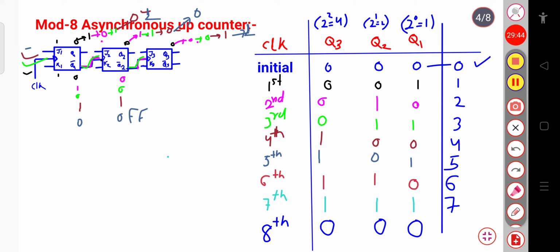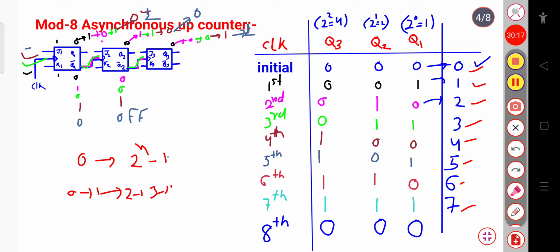Now you can see here, in the case of the mod 8 asynchronous up counter, it will count from the low value to the high value, that is 0 up to 2 power n minus 1. You can see here 0, 1, then 2, 3, 4, 5, 6 up to 7, because 2 power 3 minus 1 is 7, so it will count 0, 1, 2, 3, 4, 5, 6, then 7. It will count like this.